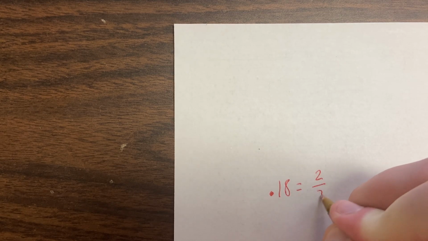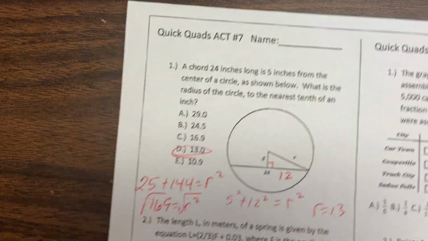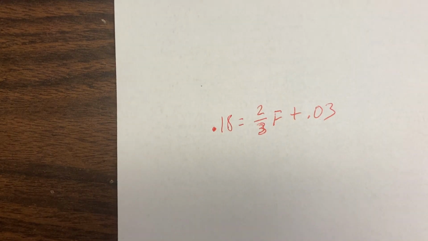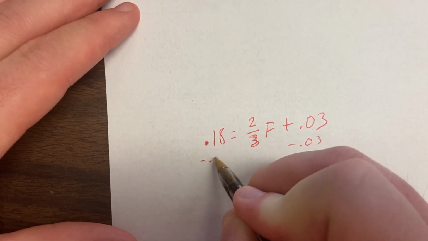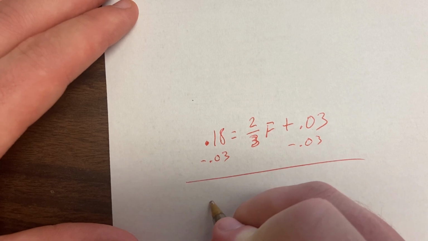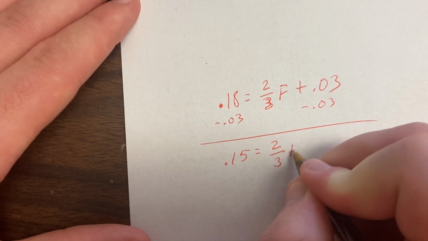There's really not a lot of room there, so I'm going to flip this over to the back. So 0.18 is equal to 2/3 of the force plus 0.03. All right, so all it wants is to solve for F. We need to know how much force we need for this spring to be at 0.18. So we're going to subtract the 0.03. That's going to leave me with 0.15 is equal to the 2/3 of F.